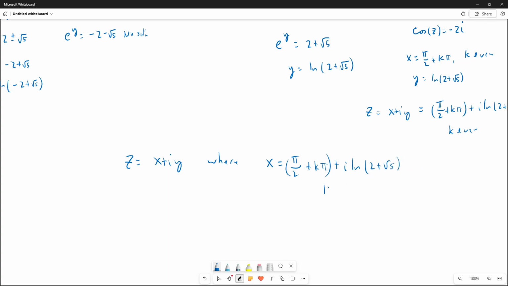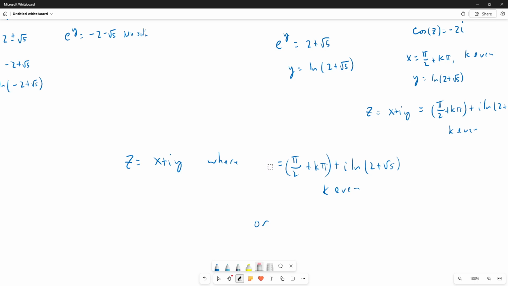And here we have k is even. I should have just, let's see, I said x equals this. I just gave you everything here. So this is z equals pi over 2 plus k pi plus i log negative 2 plus root 5, where k is odd.